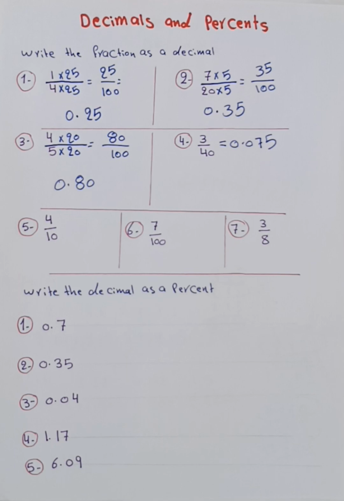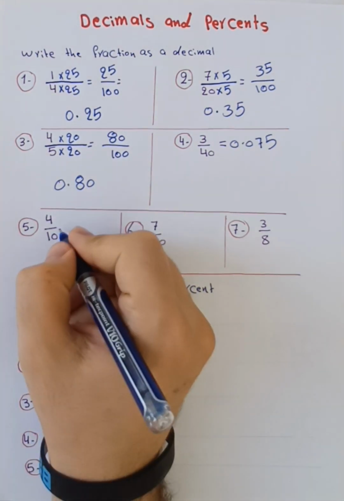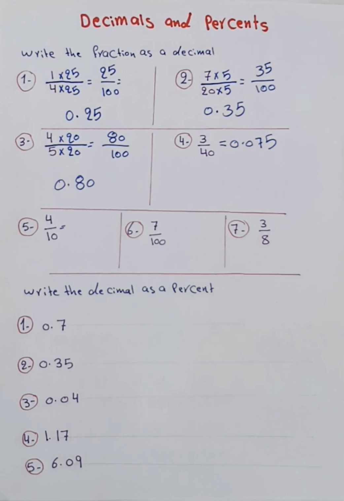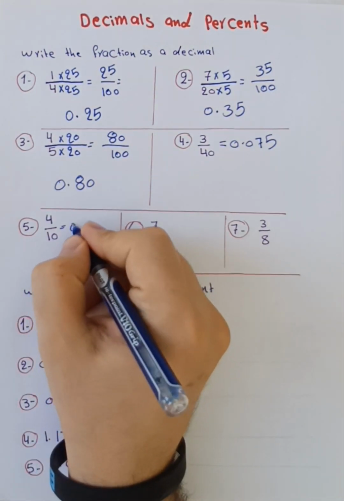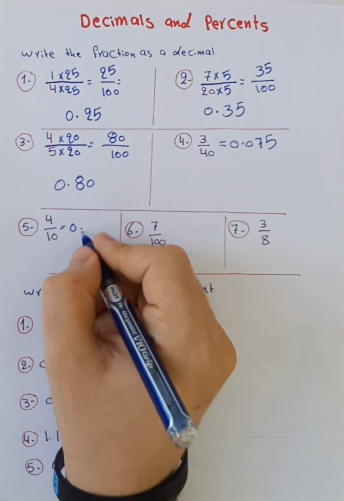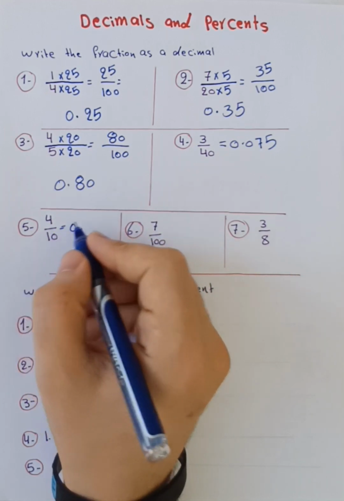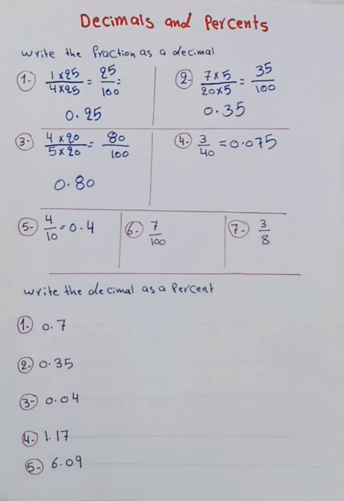Example number 5, we have 4 out of 10. It doesn't need the multiplication way or the division way, because we have 10 as a denominator. When we change to a decimal number, the whole number is 0 point, and we have 10. After this point, we should have one number. So 4 is one number.